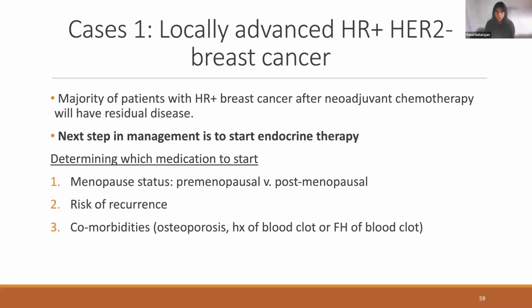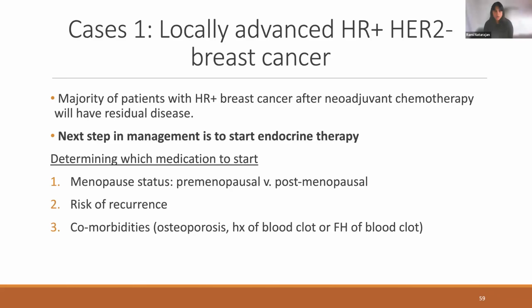So we're not totally surprised that she does have residual disease, but she does have a fair amount of residual disease. She still has a fair amount of tumor, and she has 5 positive lymph nodes. And so the next step for her, in a setting where there's no radiation available, is to start endocrine therapy.